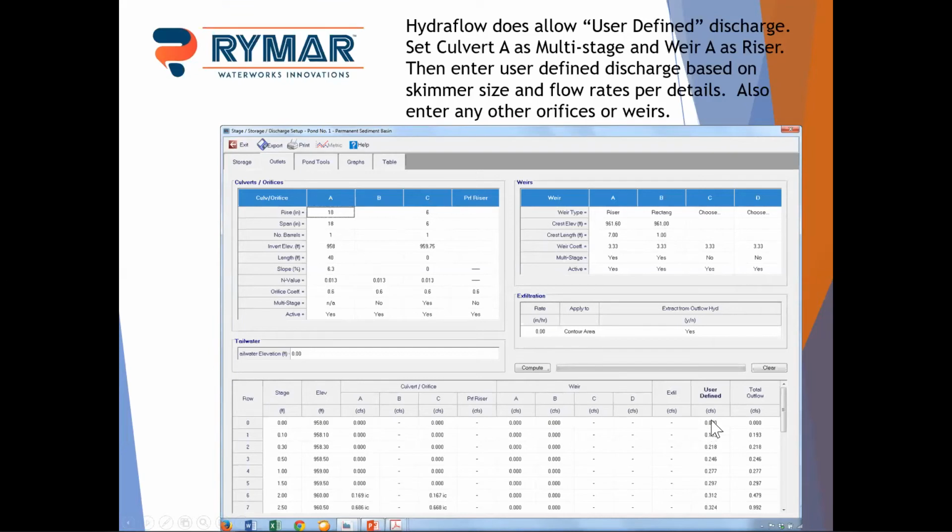And then where we put in our skimmer flow rate is this user-defined column. So again, you've got your stages identified here, and then you take the data directly off the detail and plug it into user-defined. If you go over 4 feet, you can again extrapolate it or just use the same flow rate. I think HydroFlow actually requires you to go up slightly, so you may go up 100th or 1,000th of a CFS to meet that requirement in HydroFlow.